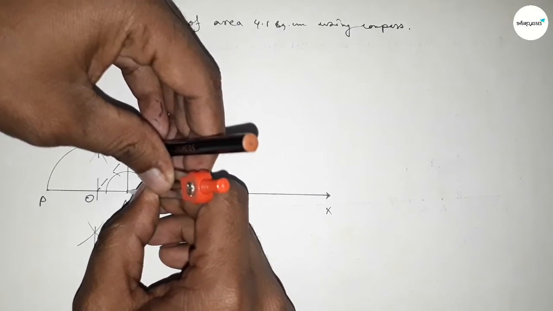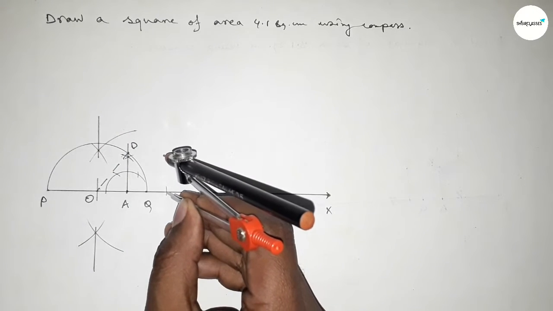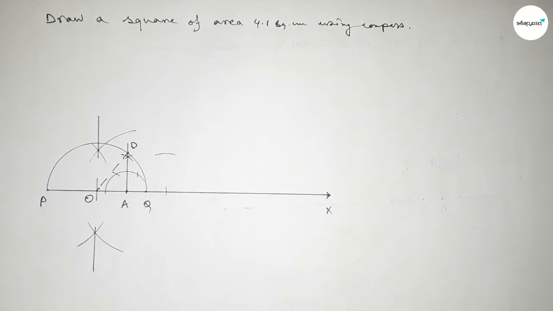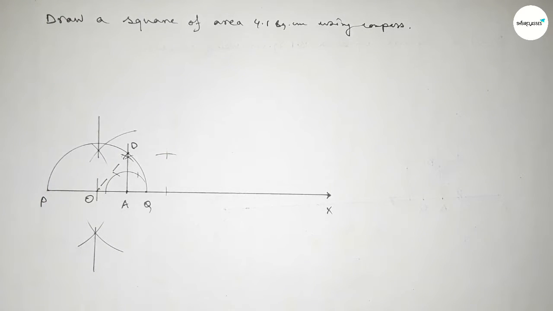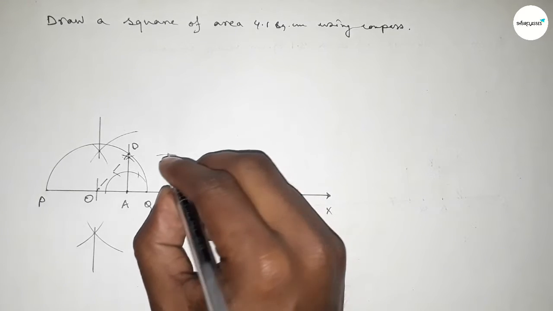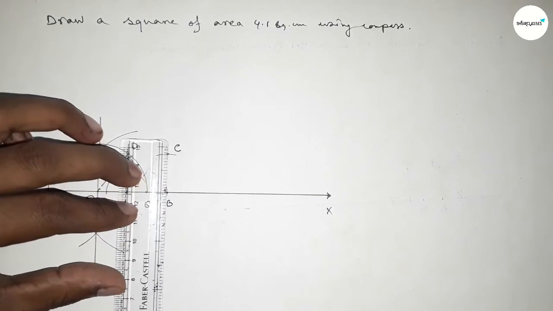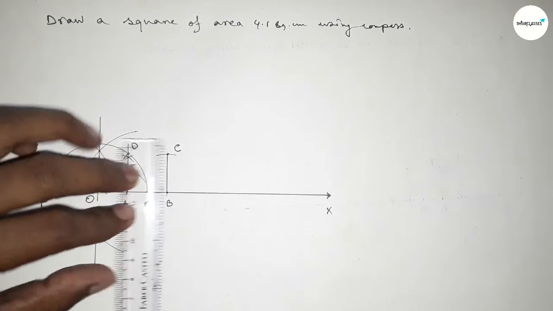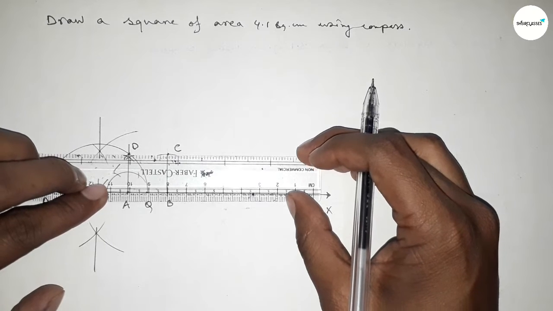Now taking the length AD and cut here with same length and putting the compass here and cut here and putting the compass here and cut here. So both the curves intersect at a point. Now taking here point B and here C. Now first joining B and C first, then joining C and D.